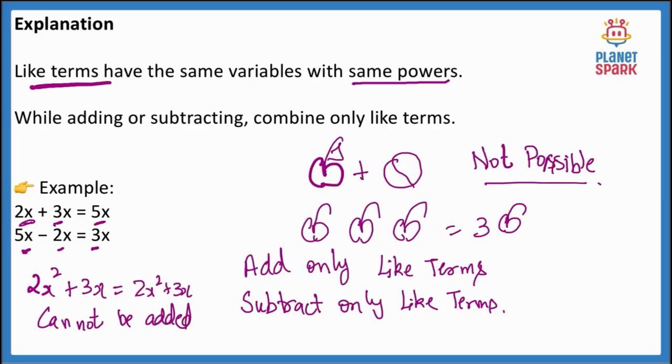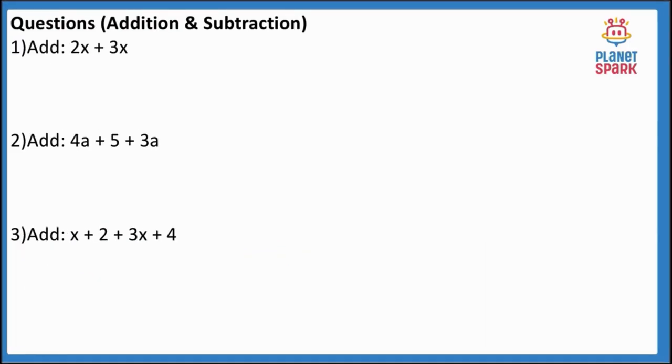Let's just move on further. We have to add 2x plus 3x. Since 2x and 3x are like terms, their variable is the same, so the variable is going to be written as x. We'll write down the variable as x only. We are just simplifying our constants. On simplifying our constants, 2 plus 3 is going to give me 5x.